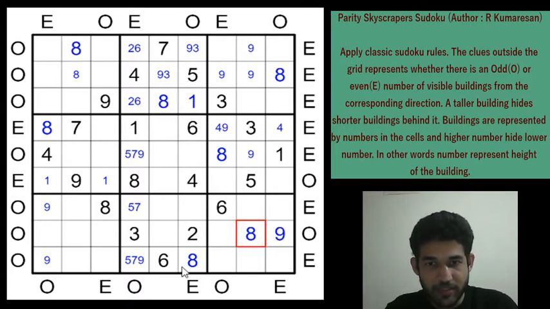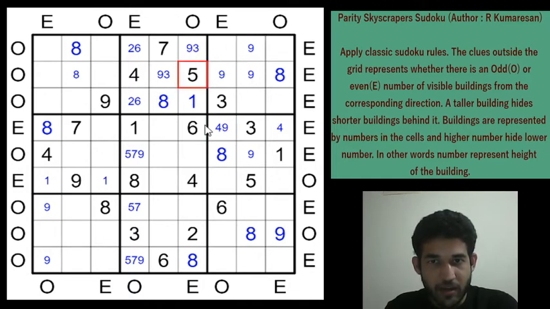Any more 8s? We have placed almost all the 8s, right? Yeah, we have placed every 8. Now let us focus on 9s. Is there any more information that we can get from 9s? No, right? Because we have pencil marked all positions of 9s.